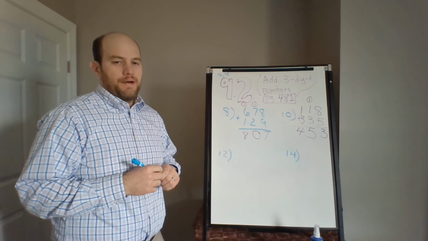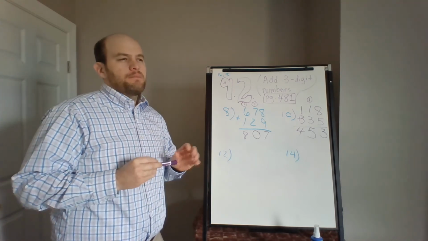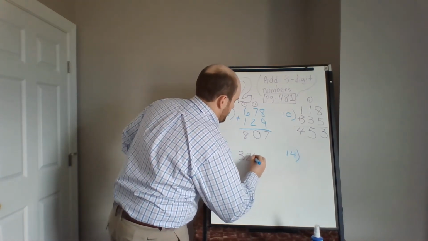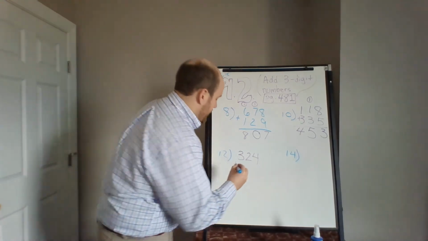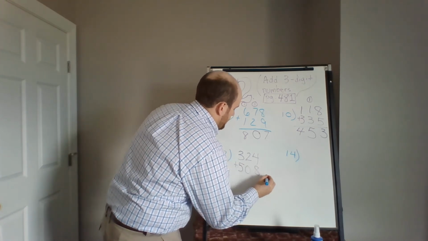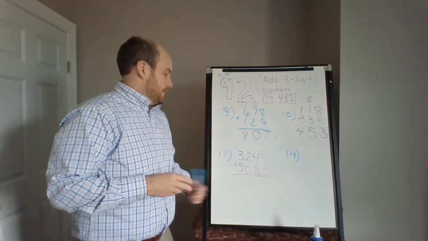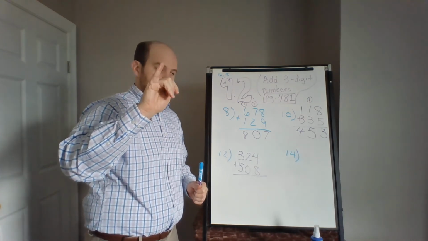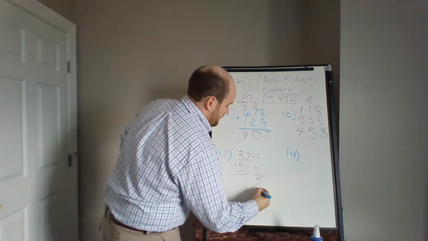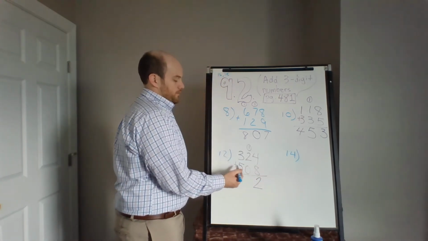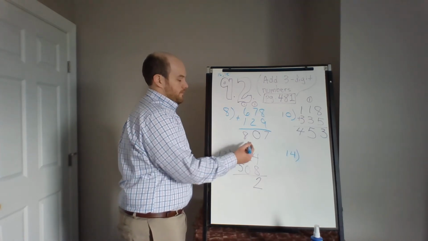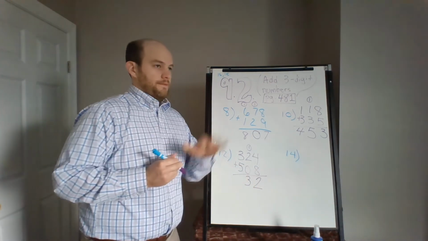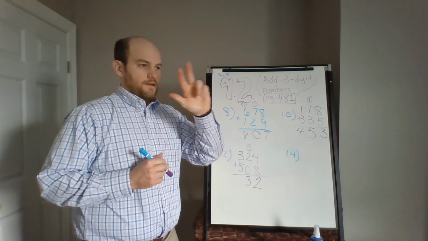Number 12. Now they took all those boxes away. Those helping boxes. Now we got to do it the old-fashioned way. 324 plus 508. All righty. Starting in the ones, go to the hundreds. 8 plus 4, 8, 9, 10, 11, 12. Carry my 1. 2 plus 0 plus 1. So 2 plus 1. 2, 3. And then 5 plus 3. 5, 6, 7, 8.